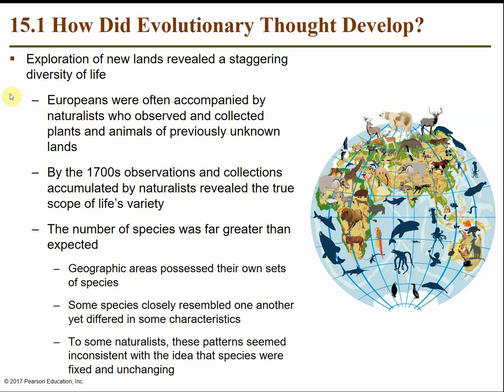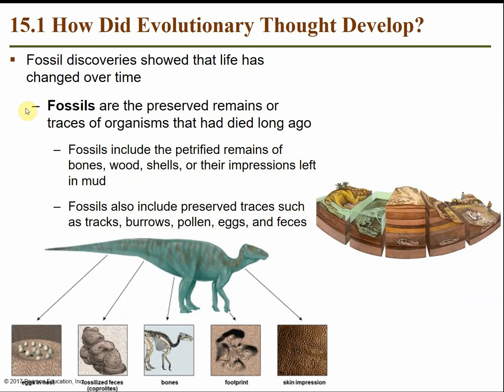Fossils are another point of evidence for current evolutionary thought. So fossil discoveries over time showed us that life has actually changed over time, because the fossils that we were finding were much, much different than any current animal that we knew living today. So fossils are defined as just any preserved remains or traces of an organism that had died a long, long time ago. So this could include remains of actual bones, wood, of plants, shells, or just their impression. So maybe they can leave a mold or an impression in the sediment.